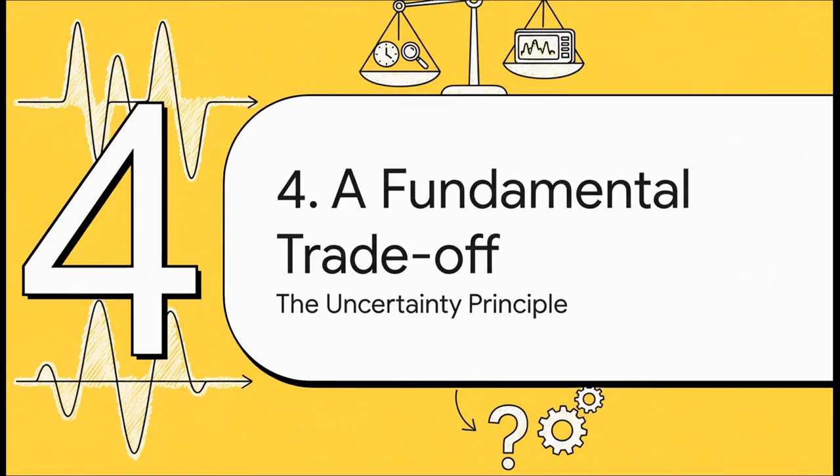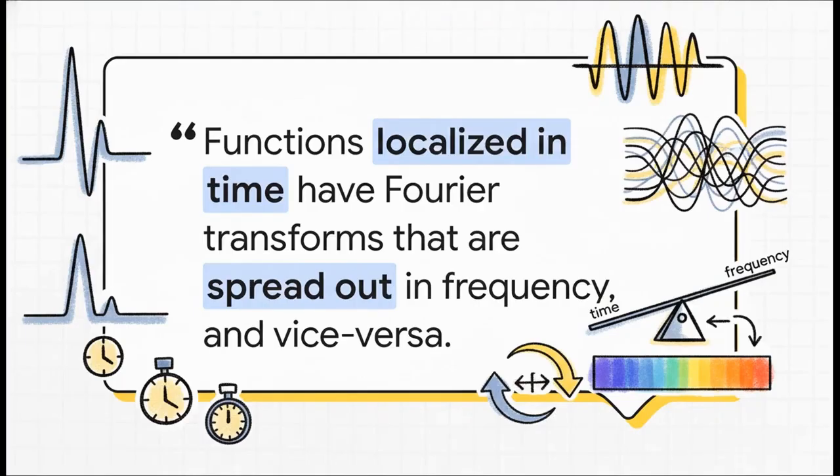For all its power, the Fourier Transform also reveals something profound about the universe. It's not a flaw in the math, but a fundamental, unavoidable truth about reality itself. A cosmic trade-off. And here it is. You just can't know everything perfectly all at once. The more you zero in on exactly when something happened, the fuzzier your knowledge of what frequencies were involved becomes, and conversely, the more you know about the exact frequencies in a signal, the less you can say about the precise moment in time it happened.